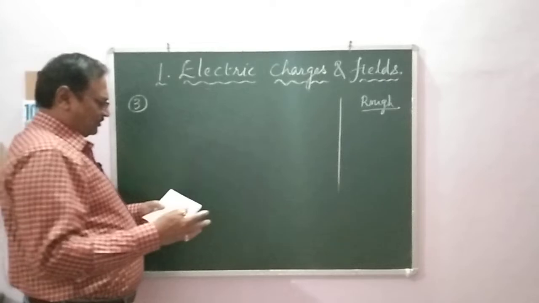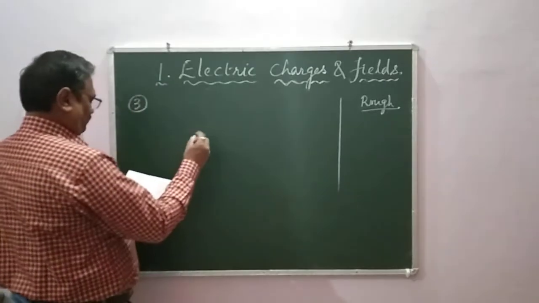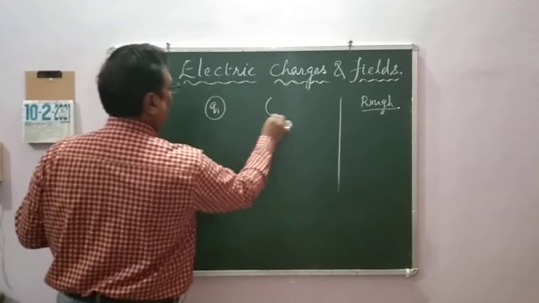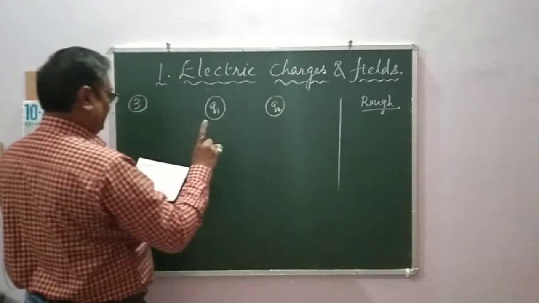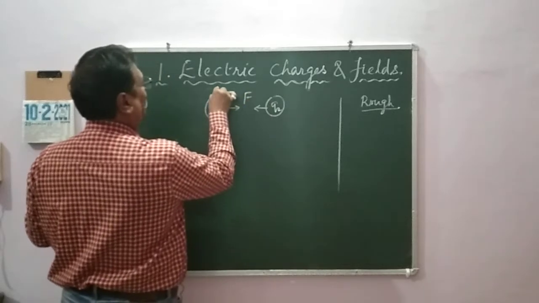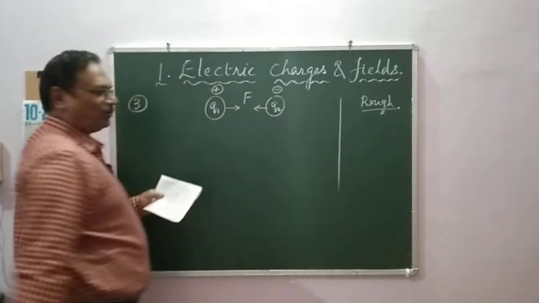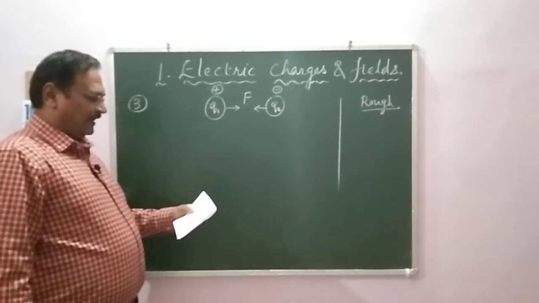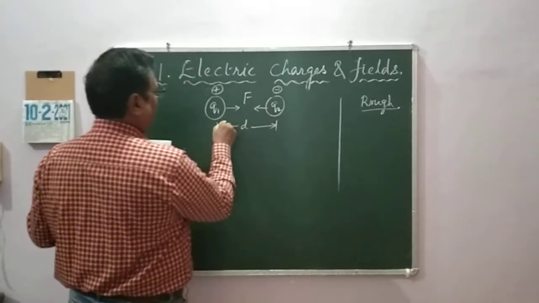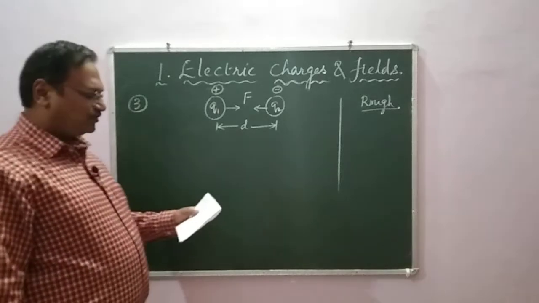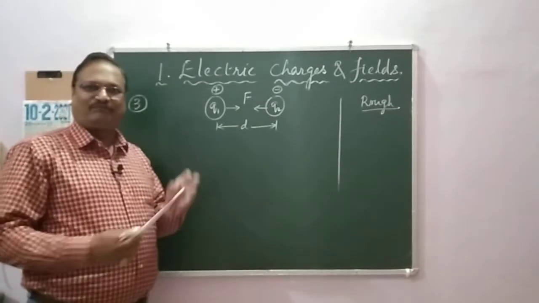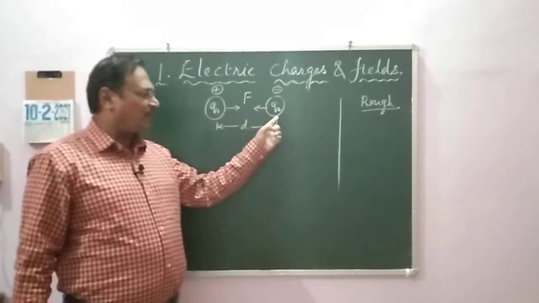In a medium, the force of attraction between two charges, let us say two charges Q1, Q2. He says the force of attraction. What does it mean? That means they are opposite charges. Force of attraction, and the distance of separation is D. Now he asks you the question, what should be the distance? Which means you are not going to disturb the charges.